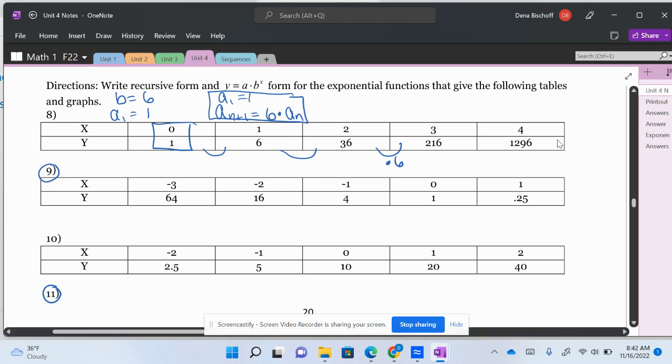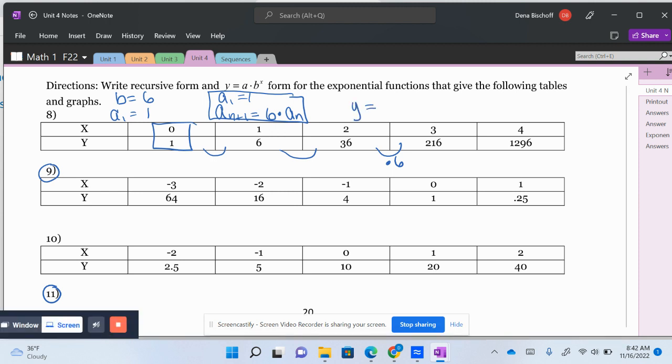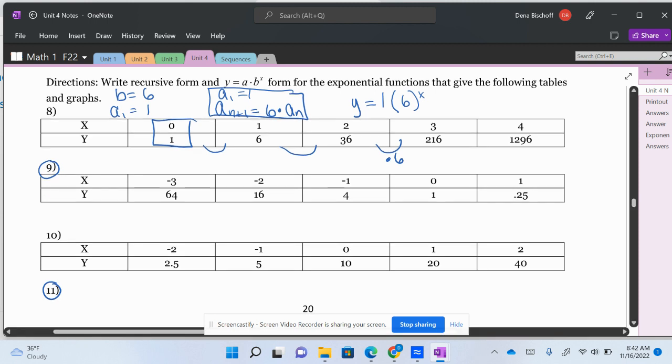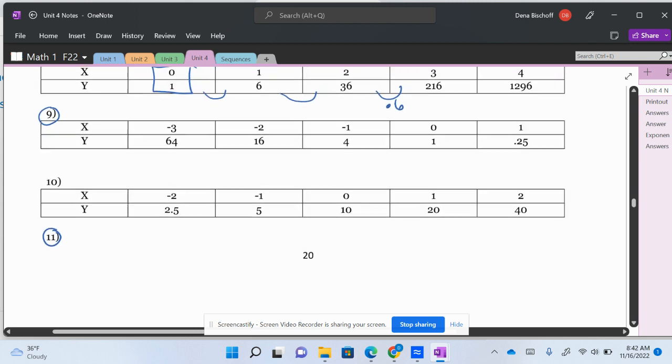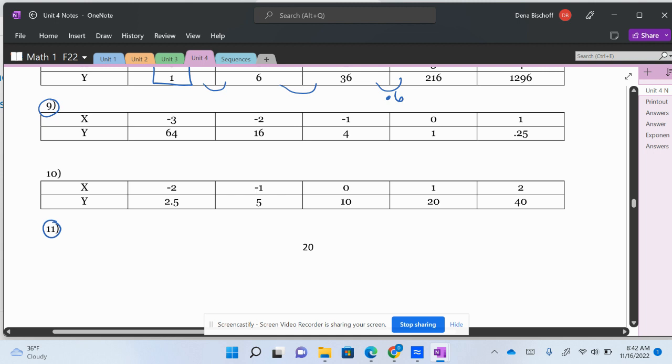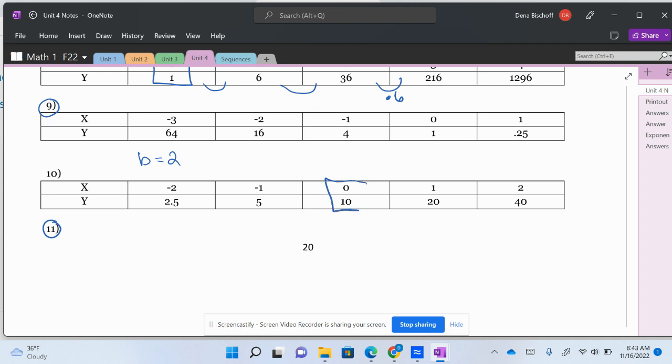Let's put it in exponential. Y equals 1 times to the, perfect. Absolutely perfect. Okay. You're going to do number 9, which is much like number 8. I'm going to do number 10 for you. So what is my base? 2. What is my initial value? What is my initial value? 10. Yeah. So remember, your initial value is at 0 when x equals 0, because that's your y-intercept.